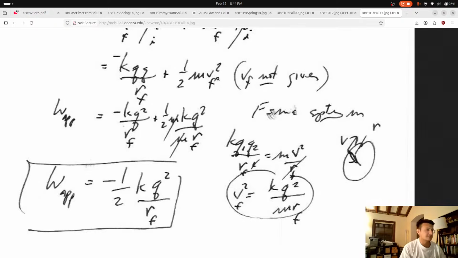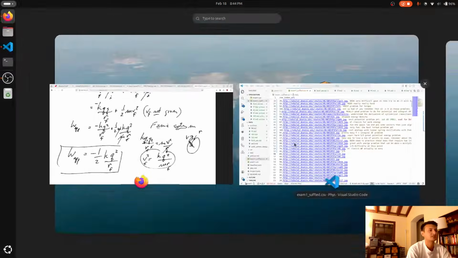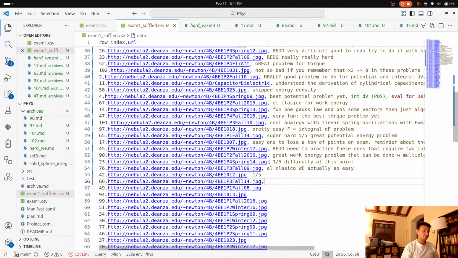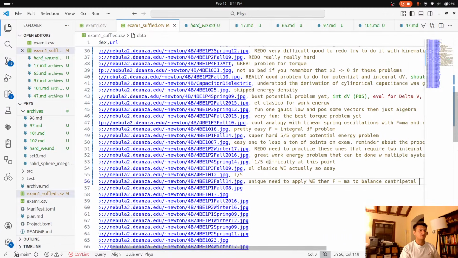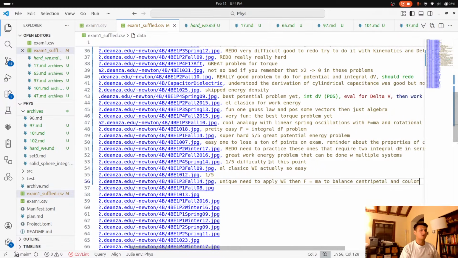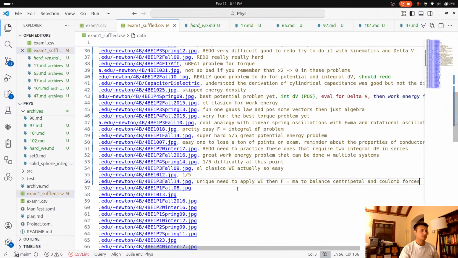The main thing is definitely seeing that you have to apply F equals ma on a separate system to figure out what the work applied is. So it actually takes negative work to make the atom. That's crazy. Okay, this is a really good one. You need to apply work energy, then F equals ma to balance centripetal and Coulomb force. That's a good one.